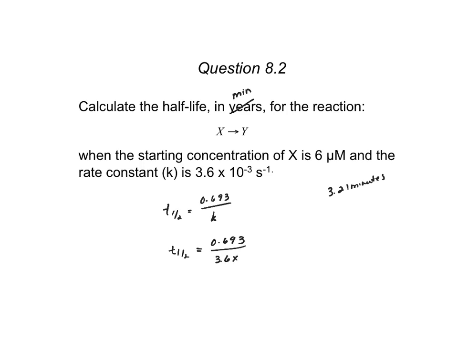What are the units of the rate constant? So this is inverse seconds. So when we get this ratio, it's going to end up in seconds. So 0.693 divided by 3.6 e to the minus 3 gives me 192.5 seconds. And so then to convert that to minutes, I would just divide by 60, 3.21 minutes. Okay, all right.